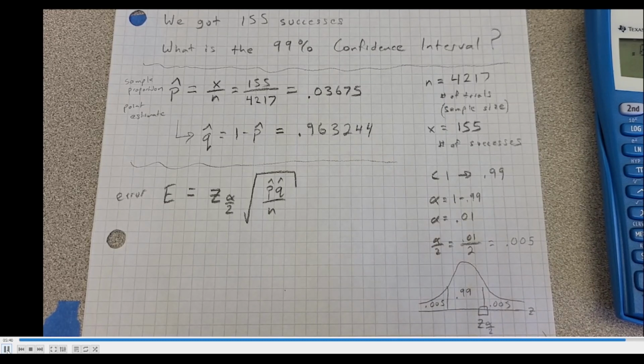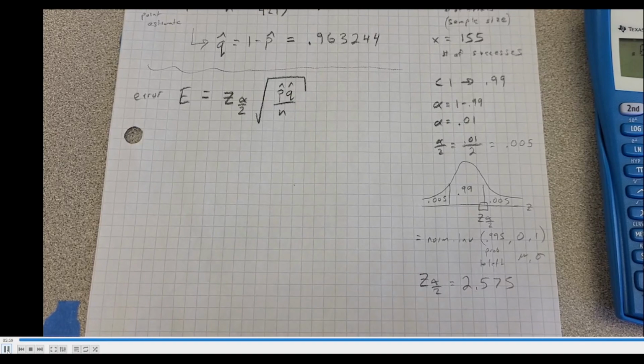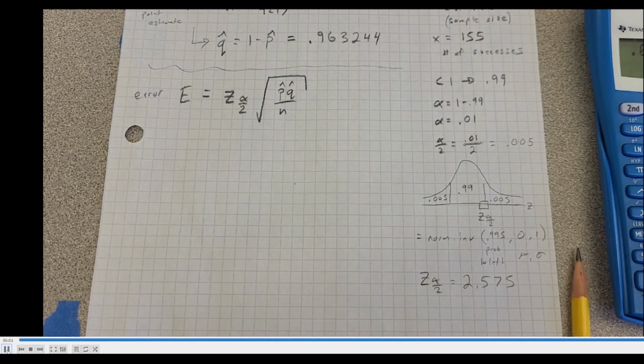So if I look this up in the chart or I do it in Excel, there's a nice little Excel formula. We've talked about that. We're going to find that our z-score is going to be... there's the formula for Excel. There is the z-score, 2.575.